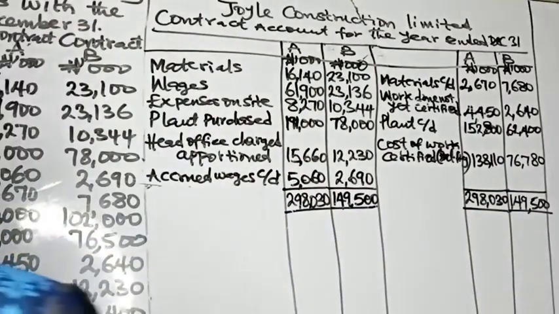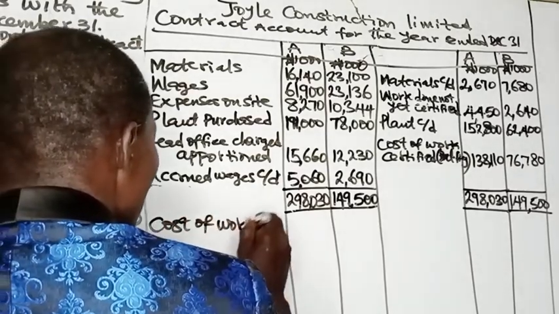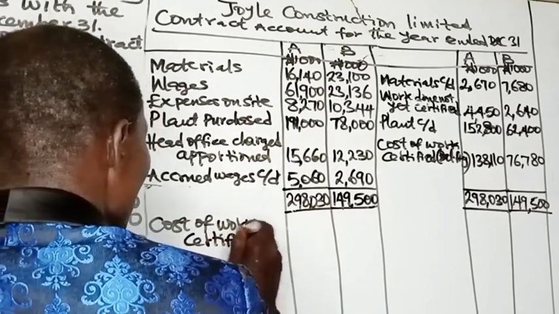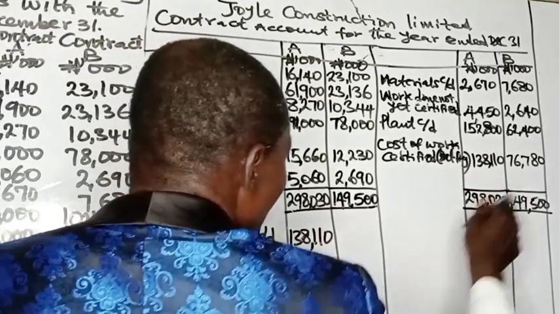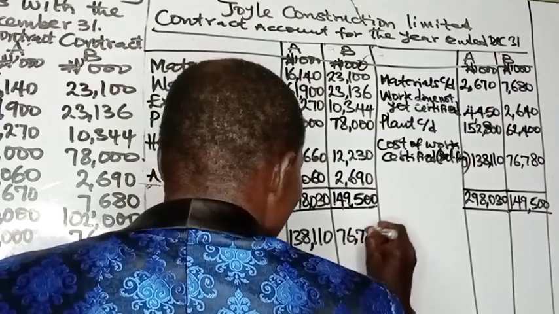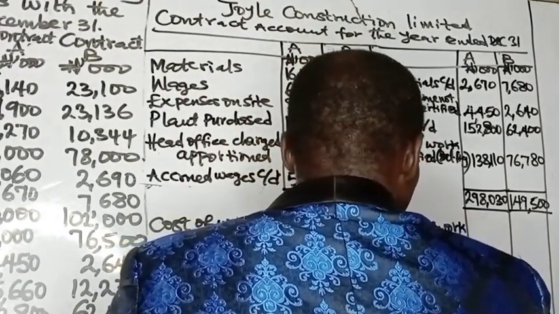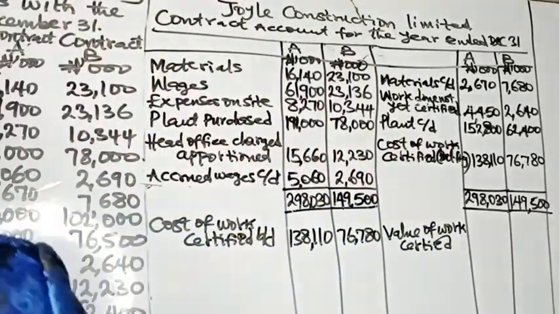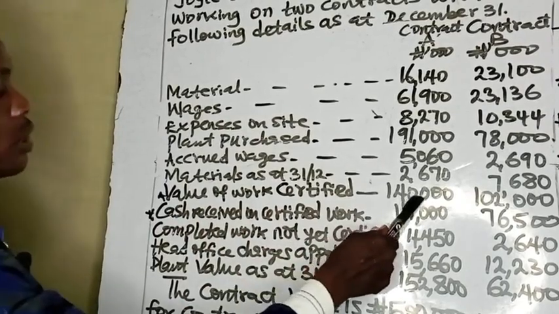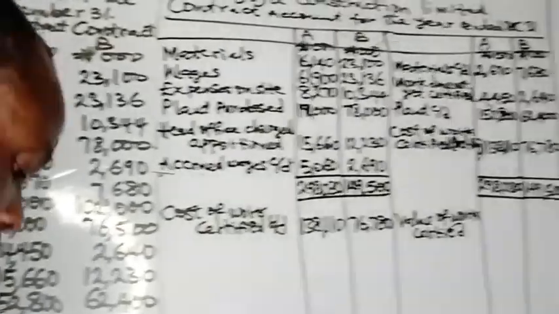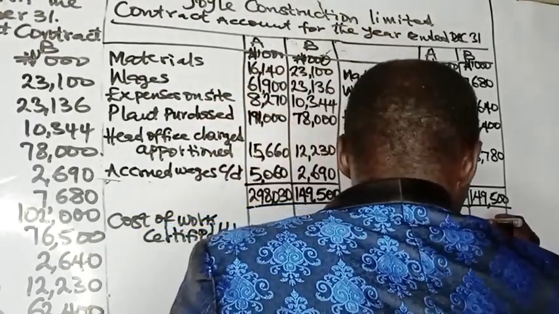This is the cost of work certified. We will bring the cost of work certified down here. So cost of work certified brought down: contract A 138,110, contract B 76,780. Then you now credit value of work certified. Back to the question. How much is the value of work certified? Contract A, 140,000. Contract B, 102,000.